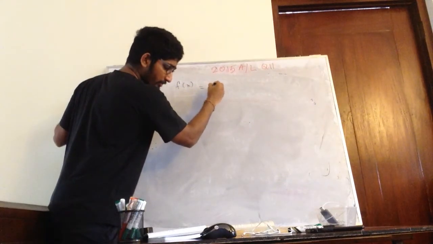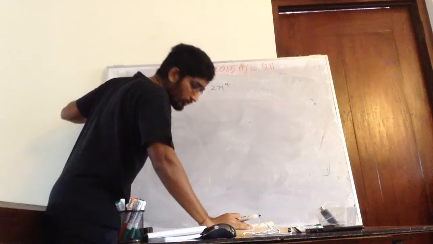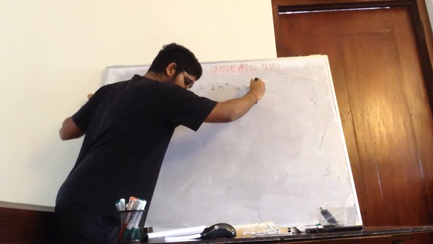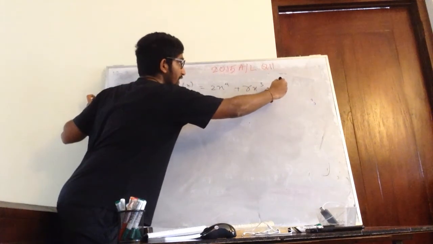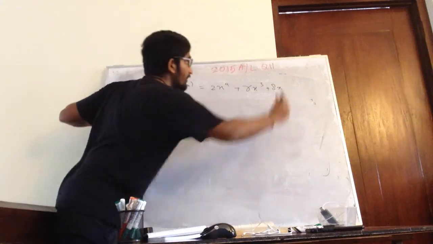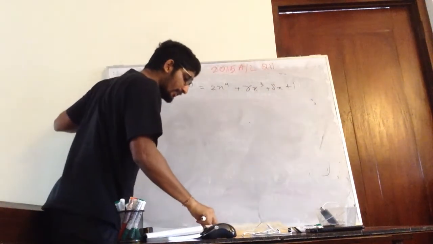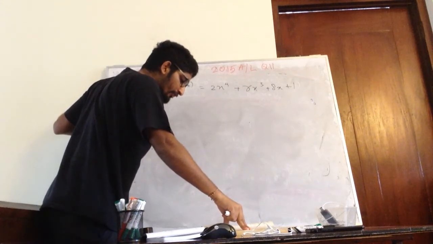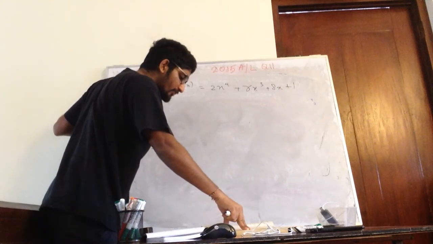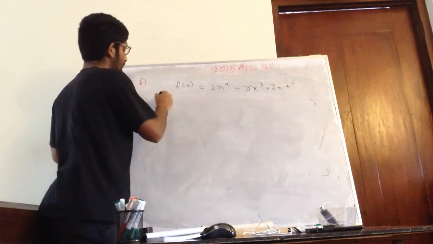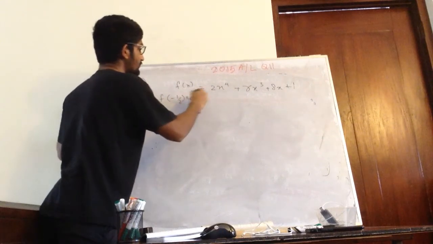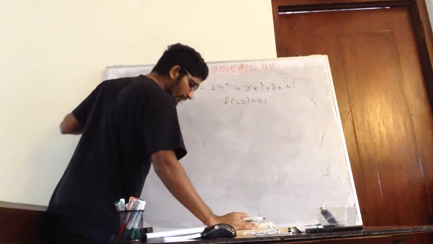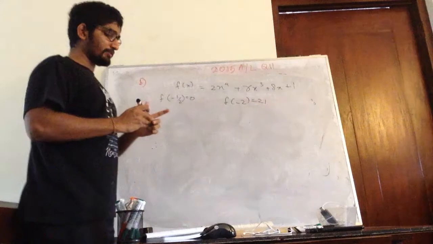They have given f(x) = 2x^4 + λx^3 + δx + 1, where λ and δ are real constants, given that f(-1/2) = 0 and f(-2) = 21. So find the two linear factors of f(x).